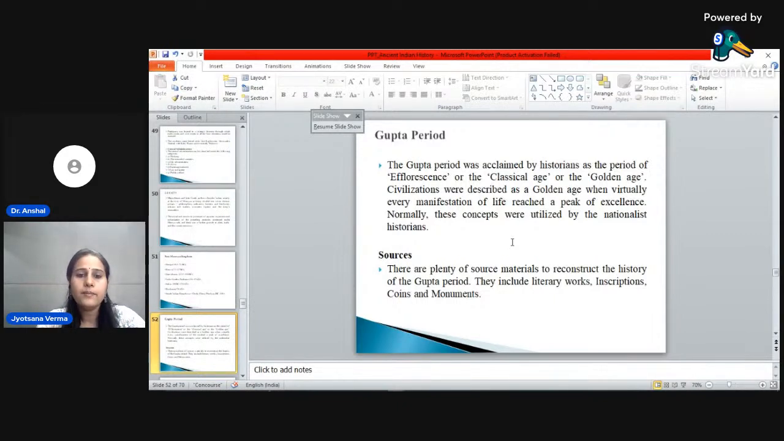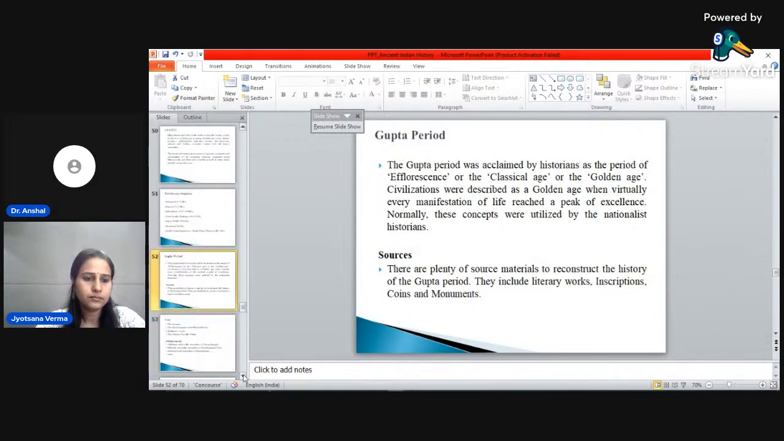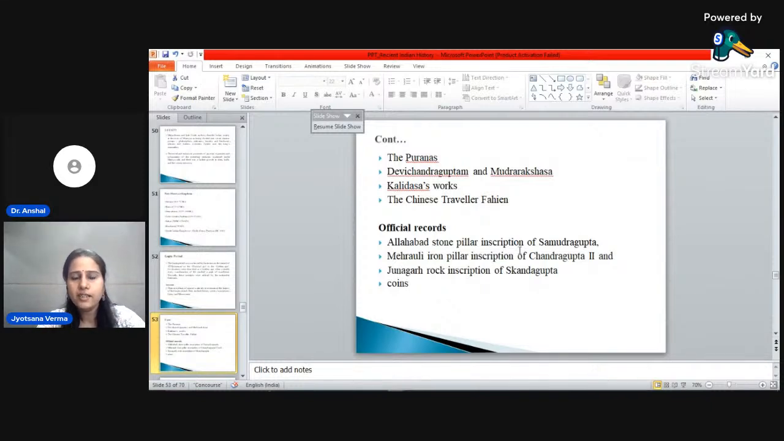As for the sources of this period, there are plenty of sources. There are literary works, inscriptions, coins, and monuments. The Puranas were the most important sources of the Gupta period. Basically, this period is also the Hindu period. Devichandraguptam, Mudrarakshasa are important, and Kalidasa's work is also important, and the accounts of the Chinese traveler Fahien are also an important source of the Gupta period.